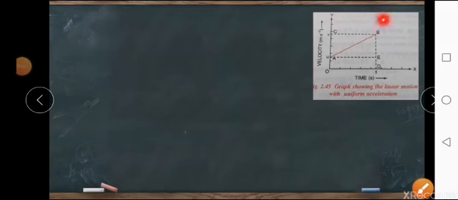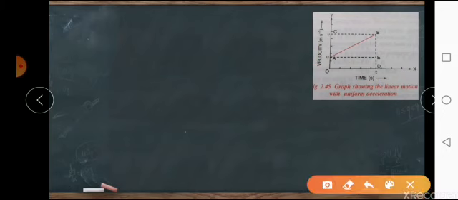As I have already told you, the third equation of motion also you are going to derive using the area under the graph, which will give you the displacement. Here you are going to split this area into a triangle and a rectangle, add the areas, and you are going to find out the third equation. Now let us see how we are going to derive it.